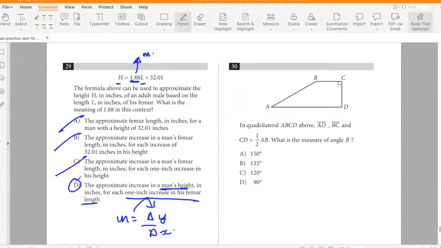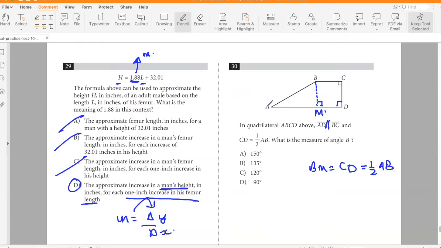In quadrilateral ABCD above, AD is parallel to BC and CD is half AB. What is the measure of angle B? Okay, so if these two are parallel, then this is also 90 degrees and CD is half AB. So if I drop a perpendicular from here, then this becomes a rectangle. So let's say this is BM. So BM will be equal to CD and that will be equal to half AB.